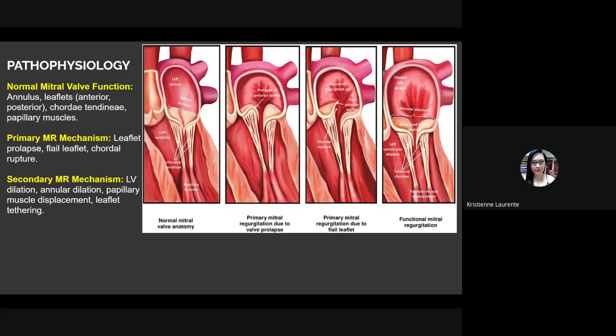So the consequence is that because the leaflets don't meet properly, there's a direct leakage, a regurgitation jet, from the left ventricle back into the left atrium during systole. So this sudden volume overload in the left atrium can cause it to dilate.